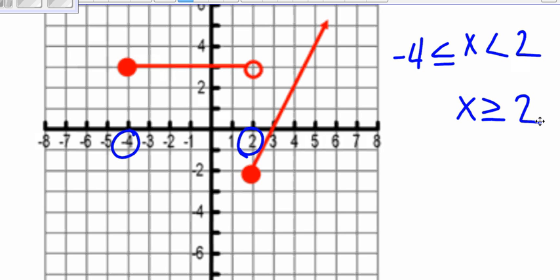Now I'm going to write the equations for each piece. So the first piece from -4 to 2 is a straight line at 3, so all I have to put is a 3. Okay? And then the second equation there actually has an equation.